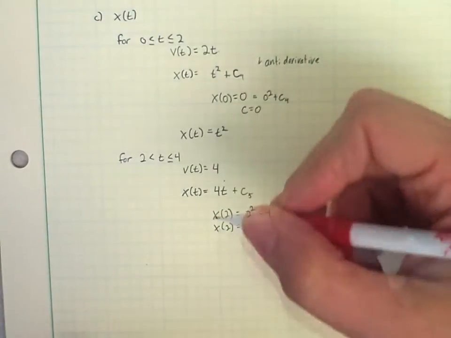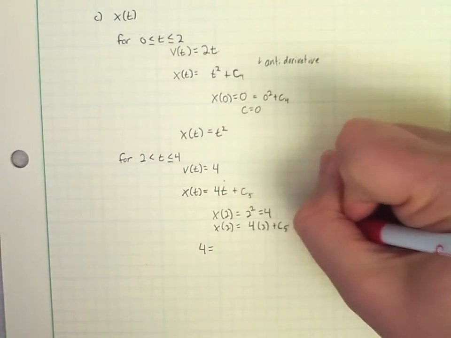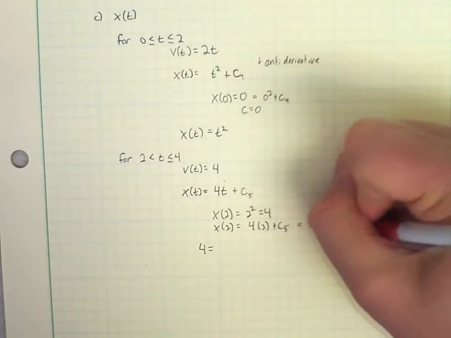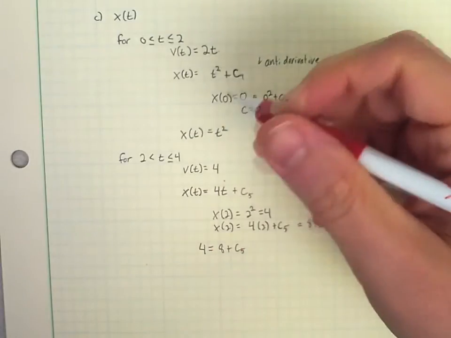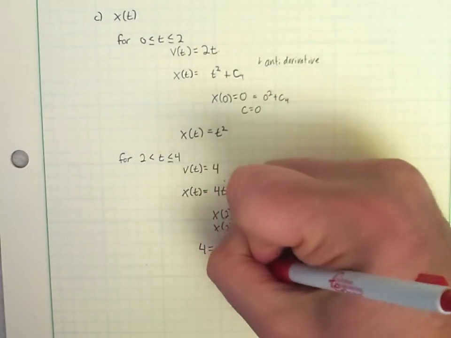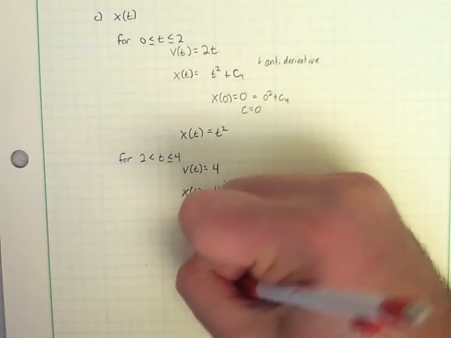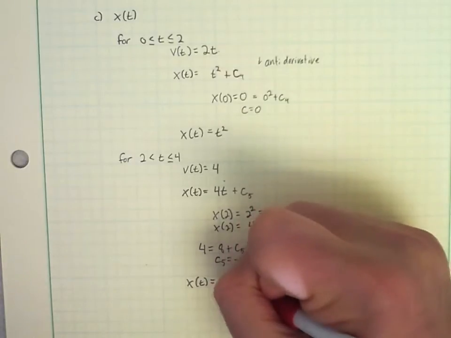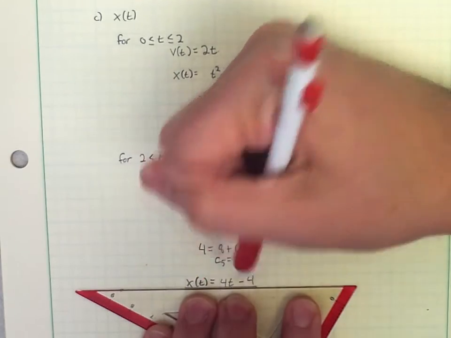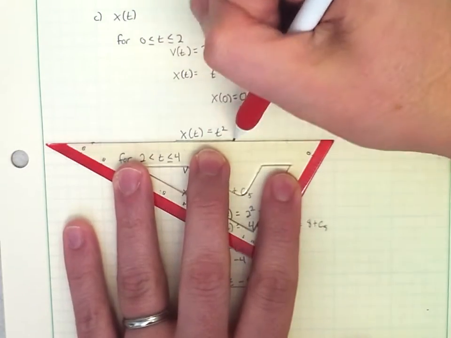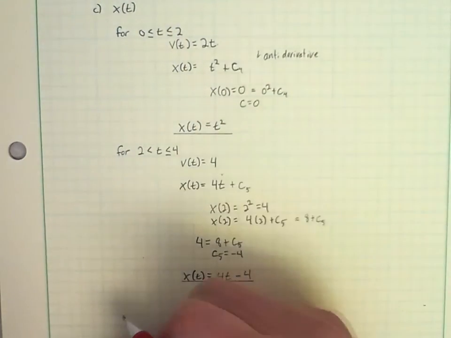So we can set those two things equal, not to 0, but to each other. So 4 equals 8 plus c5. So c5 must be negative 4. So for here, x of t must be equal to 4t minus 4. And we found what the equation is for the middle part. I'm going to go back and underline the first part up there. All right, so that gives us two of our segments. The final segment.